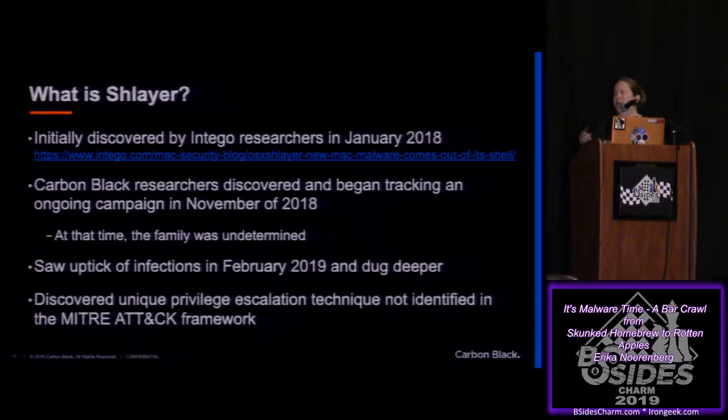So we saw an uptick back in February 2019 when we started looking at actual customer data. It's like, okay, this is actually getting serious. We need to look at this a little bit more. And when I started digging into the malware, I noticed a unique privilege escalation technique that was not identified in the MITRE ATT&CK framework, which my coworker Jimmy had been doing a lot of ATT&CK work on. We thought that was pretty interesting, and we ended up submitting it to MITRE. It doesn't have an ID assigned yet, but it was accepted, so it should be in the next version of the framework.